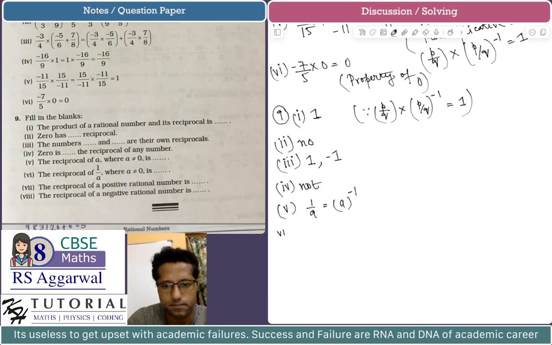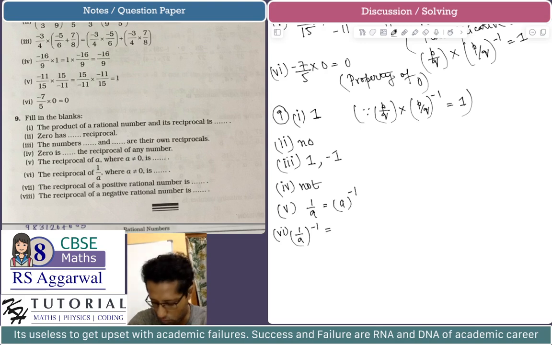Part 6. The reciprocal of 1 by a, where a is not equal to 0, is a. Why? Because we know that for 1 by a, its reciprocal is nothing but we just interchange the numerator and the denominator, that is a by 1, which is equal to a.